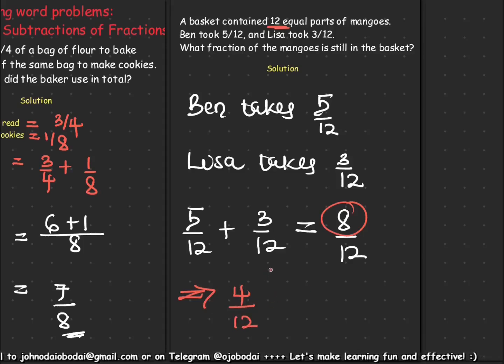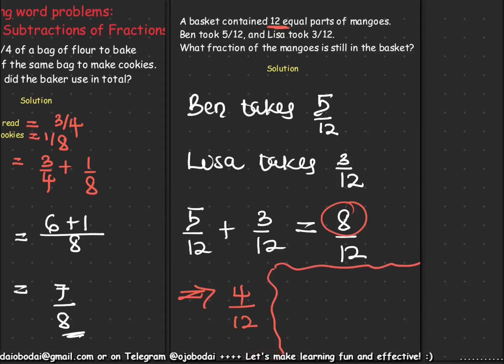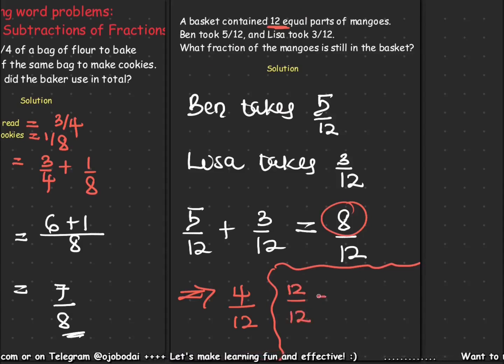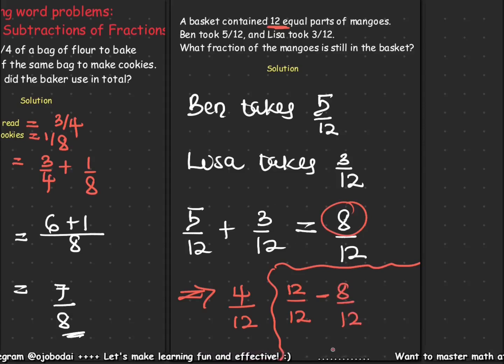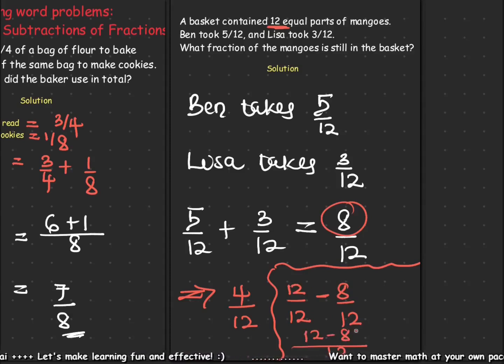If you want to solve it in terms of fraction, then we'll say the total mangoes is going to be 12/12. That is in terms of fractions. Minus how many has been taken? 8/12. And it still boils down to subtracting 8 from 12. That gives us a 4 again. So 4/12. Right? So this is it for this question.